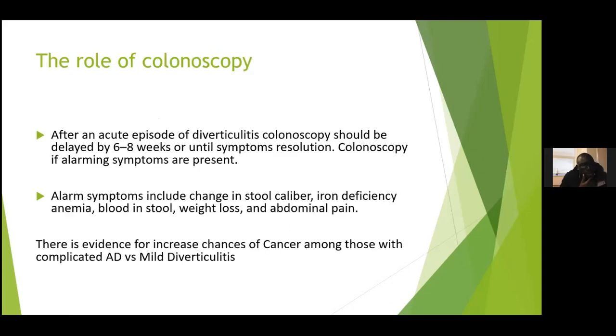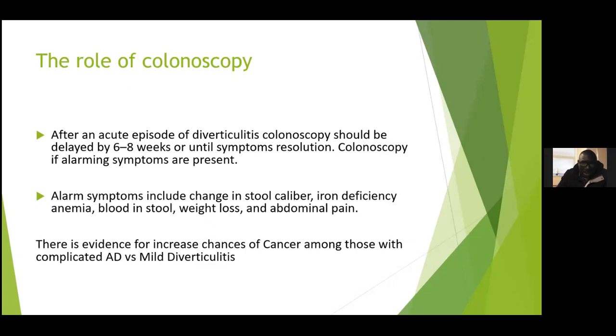Let's look at the role of colonoscopy as well. One thing that is very important is that for those who present with diverticulitis, mostly if they come with the complicated type, you can easily miss a non-benign pathology because they can present almost the same way. So you should consider colonoscopy, but you also want to avoid perforation and other complications. Therefore, it is advised that you delay it for about 6 to 8 weeks post-presentation or when the symptoms resolve. But you should have a low threshold to do it. You can do it a bit earlier if there are alarming signs at the time of presentation.